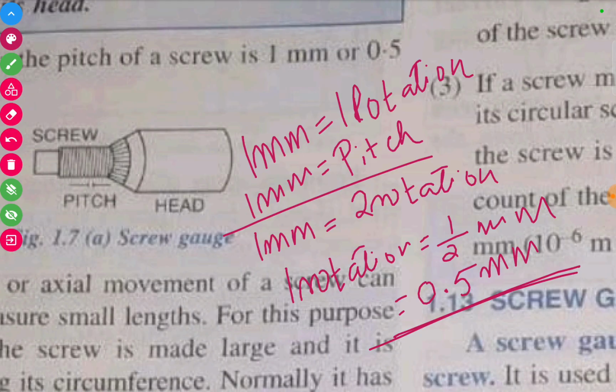So the pitch may vary from instrument to instrument. You have to know how to find the pitch. If it is said that a screw moves 2 millimeters in two rotations, so 1 millimeter in one rotation, then the pitch will be 1 millimeter.